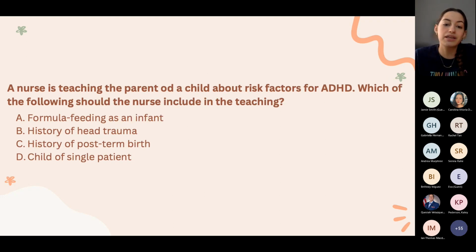All right, a nurse is teaching the parent of a child about risk factors for ADHD. Which of the following should the nurse include in the teaching? Formula feeding as an infant, history of head trauma, history of post-term birth, and a child of a single parent. That should say parent.